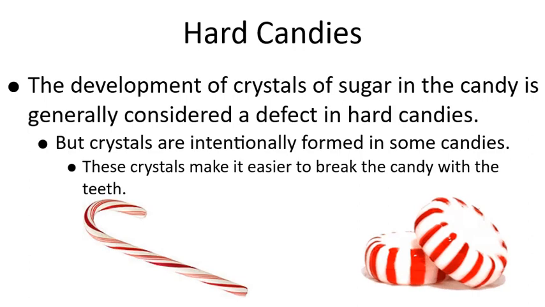The development of crystals of sugar in the candy is generally considered a defect in hard candies. But there are some exceptions, as crystals are intentionally formed in some candies such as candy canes and the white, non-transparent mints we often find given out at restaurants. These crystals make it easier to break the candy with the teeth. As force is applied to the crystal, it shatters along a specific plane rather than bending. That is, the crystal's plasticity is quite low.